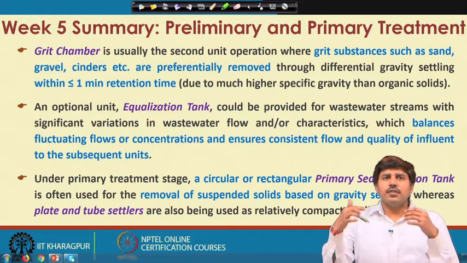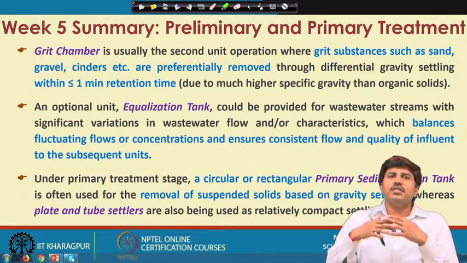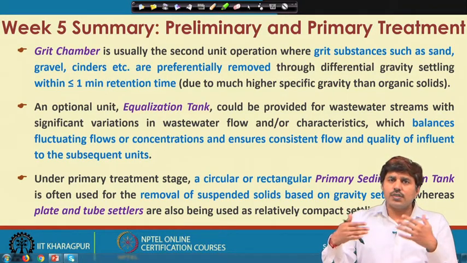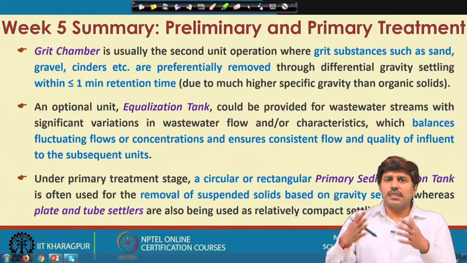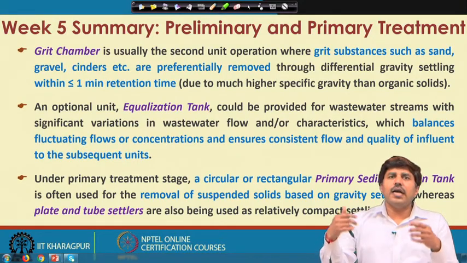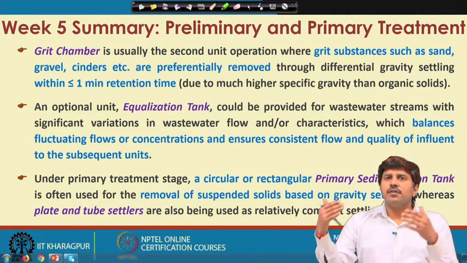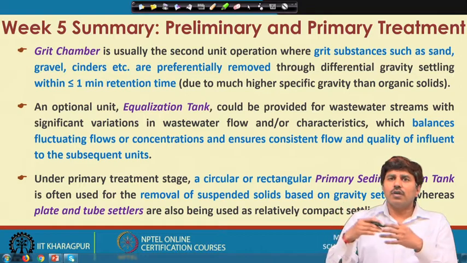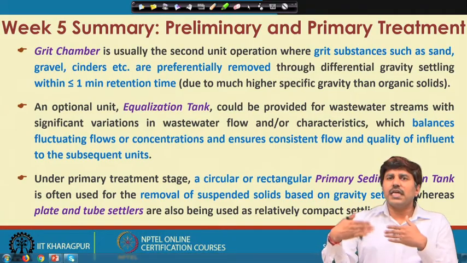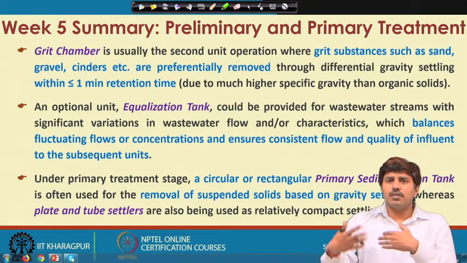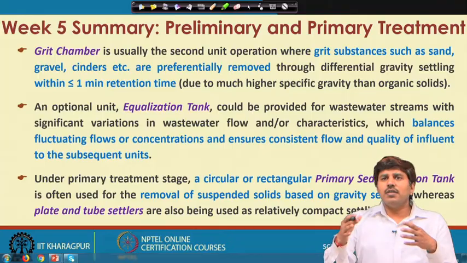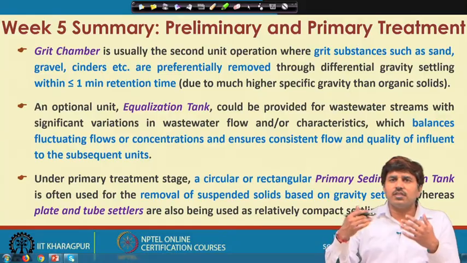Post this we go into the primary treatment stage, where a primary settling tank is often used. This is either rectangular or circular in shape, and it basically aims for the removal of suspended solids based on gravity settling. We provide different degrees of retention time. There are different types of settling, chemical added settling or just plain settling. Normally, as a primary sedimentation tank we do not add any chemical, so it is just plain settling.